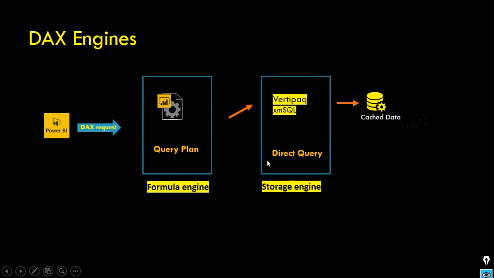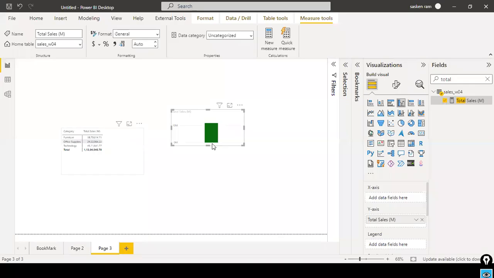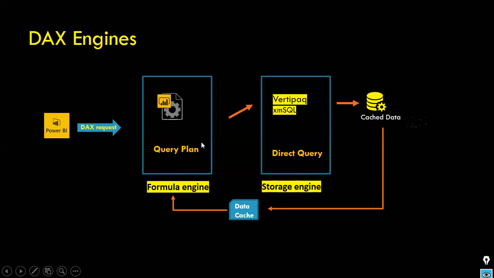Upon receiving the query plan from the formula engine, the storage engine returns the Vertipaq, now called X velocity, data cache back to your formula engine. The formula engine, upon receiving the data cache, will return the computed output in your visual. So now the question is, only in the case of import connectivity mode, the Vertipaq kicks in. This one comes into the picture.